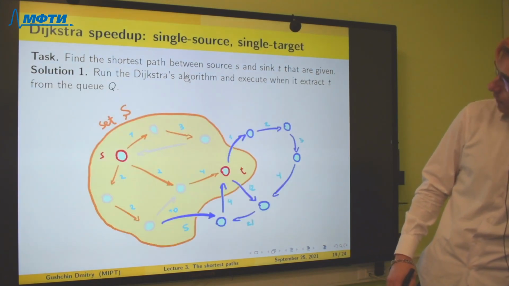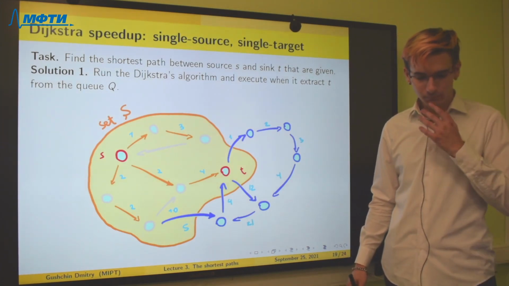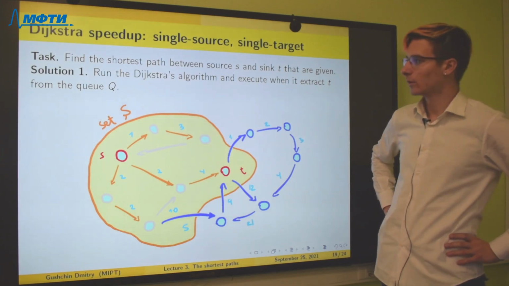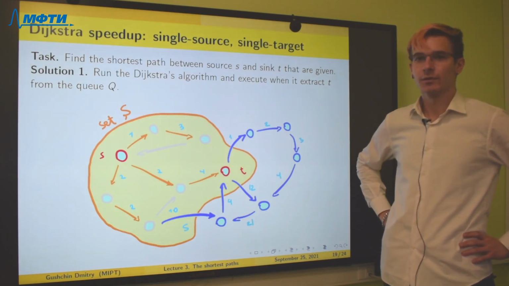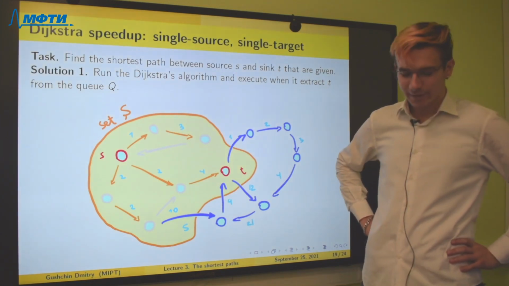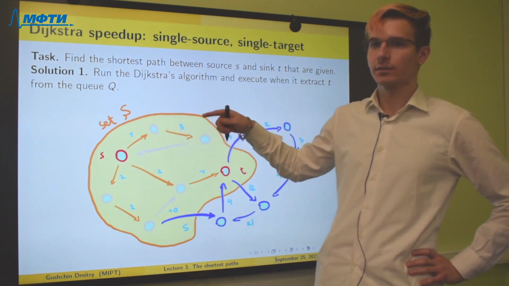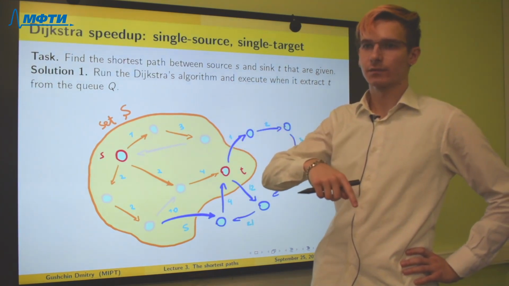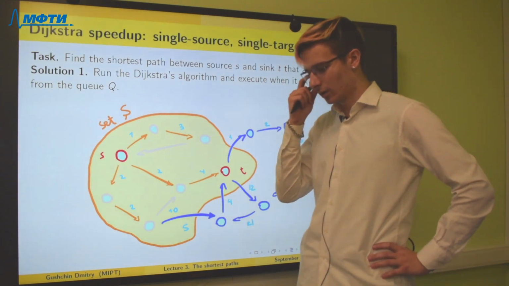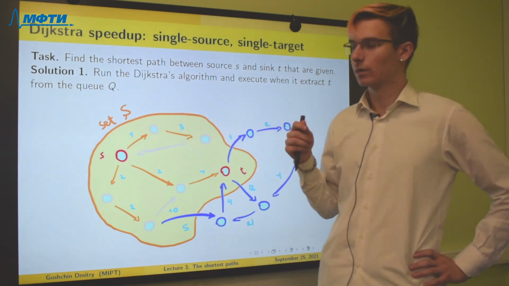About Dijkstra speed up. What is the problem that we solved in the first part of the lecture? Finding the shortest path between all the vertices and the given vertex S. Yeah? But of course, for example, what is the application of this method?